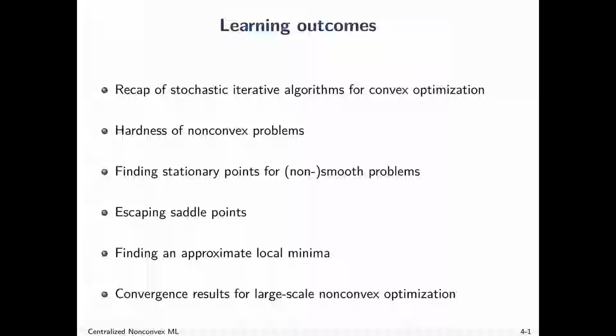Then we see the definitions of saddle points, which are pretty important in the non-convex landscape, and how we can escape them. Well, the even broader question is whether we can escape them or not. Then, how we can find stationary points, and whether we can extend that to find an approximate local minimum. And then finally, some convergence results in the face of large-scale non-convex optimization.